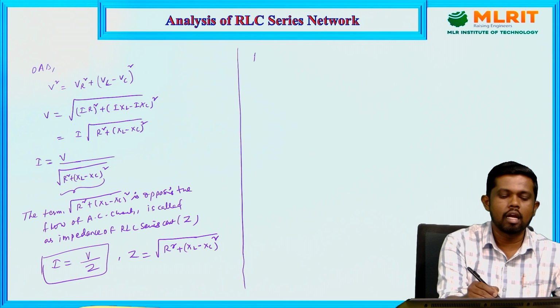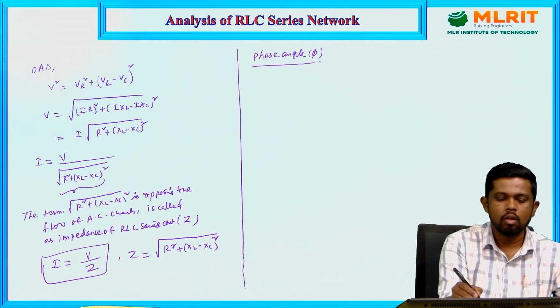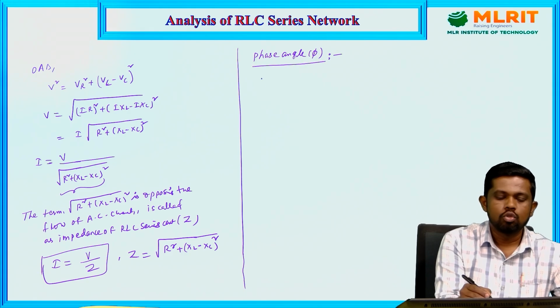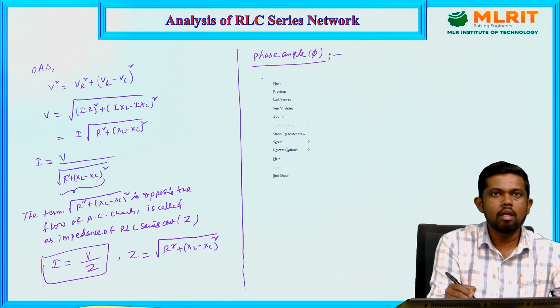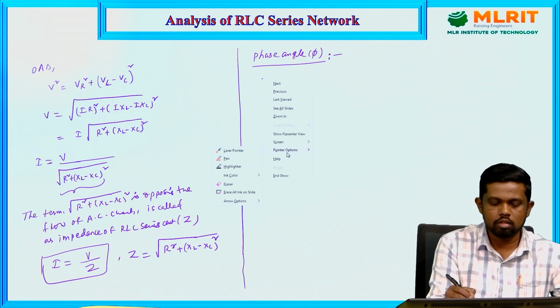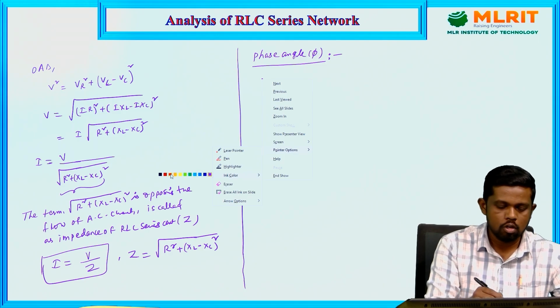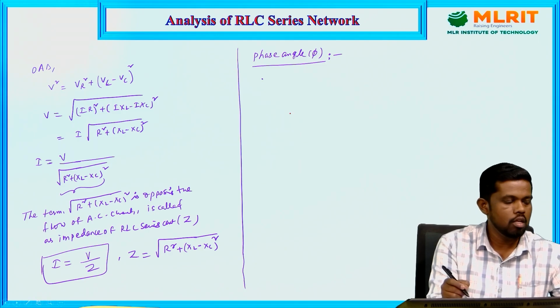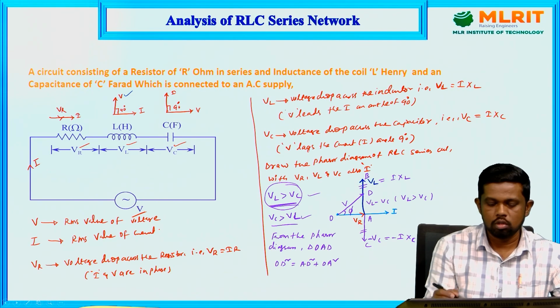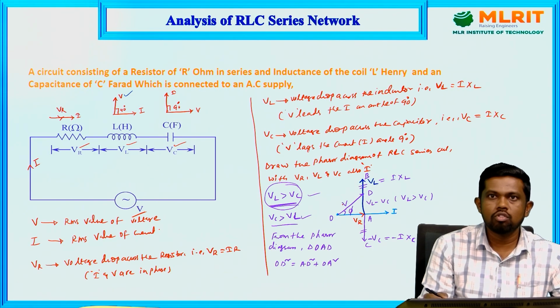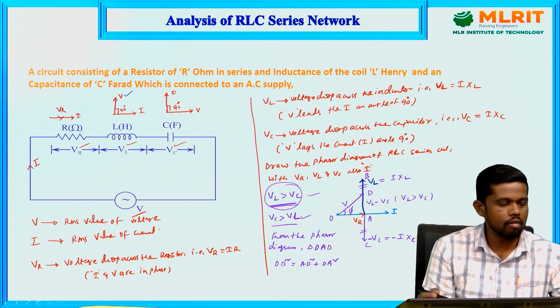That is the phase angle. The phase angle notation is phi. From the phasor diagram, it is clearly noted that the voltage of the circuit always leads the current at an angle of phi degrees. Means the phasor diagram is clearly saying that the current of the network always lags the voltage at an angle of phi degrees.